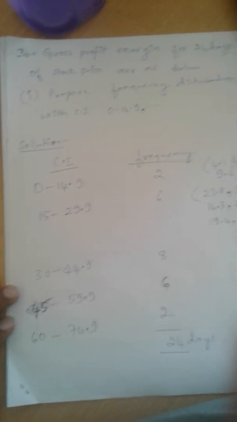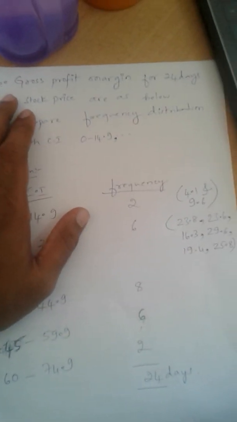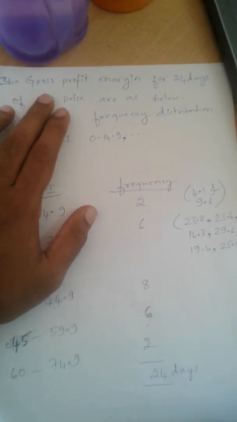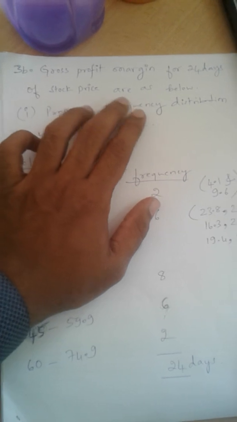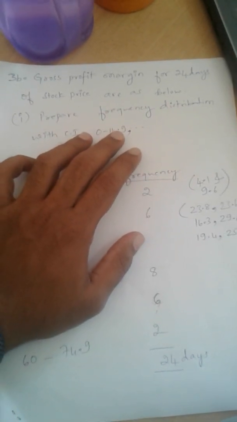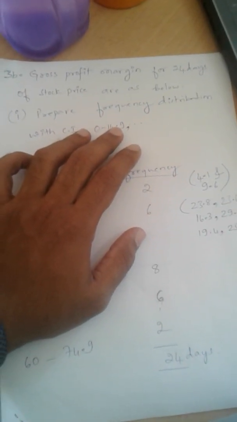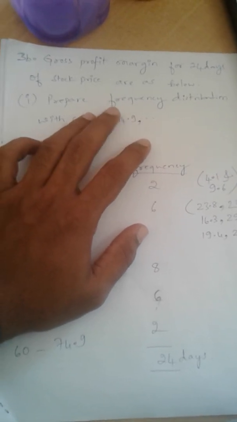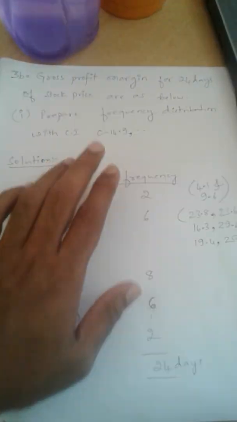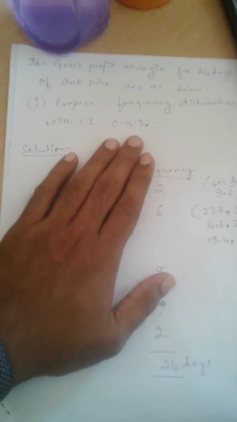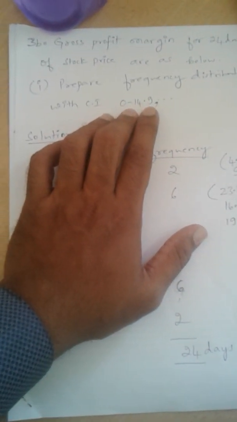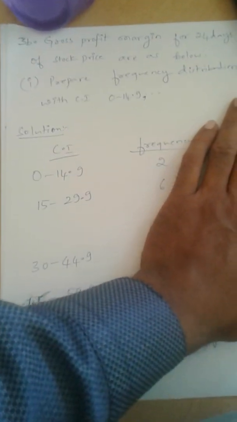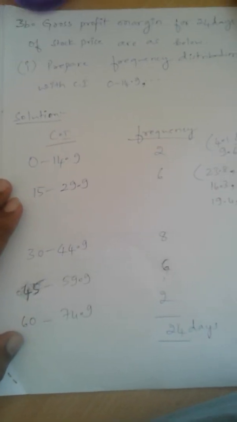So this is problem number 3b, which says that the gross profit margin for 24 days of stock price were as below. They have given 24 different numbers, for which we are supposed to prepare the frequency distribution table. The class intervals are also given, that is, the first class interval should be from 0 to 14.9, and so on and so forth.